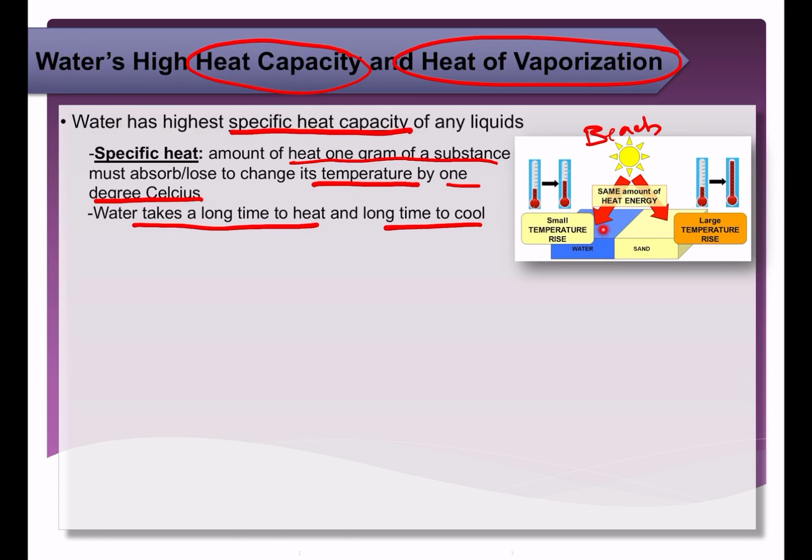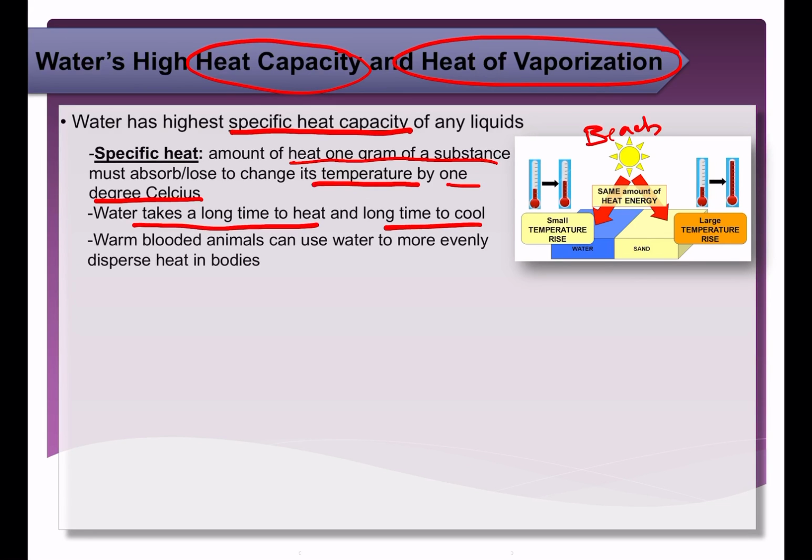For example, think about a stove and 2 pots. In one pot, you're going to heat up sand, and in another pot, you're going to heat up water on the stove top, and you turn it on to the same amount of heat for the 2 pots. The sand will probably start feeling hot a lot sooner than the water does, because the sand has a much lower heat capacity than water.